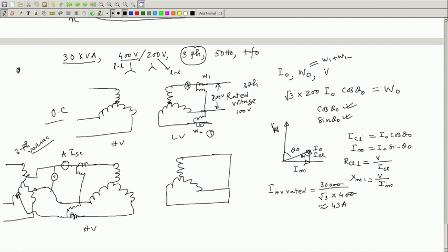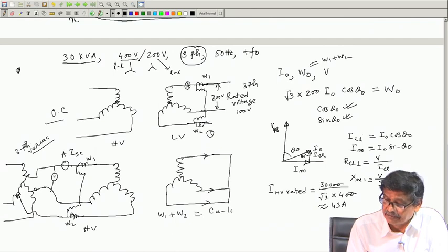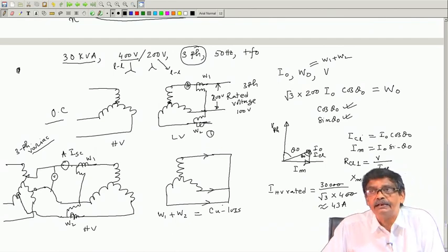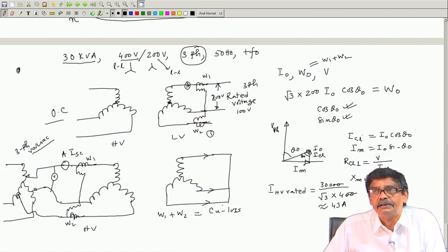The voltage required will be pretty small. So, that rated current will be circulated. The secondary will also carry rated current. So, that copper loss will be there. The wattmeter once again will read W 1, W 2, and the sum of these two, W 1 plus W 2, will give you the copper loss at rated current. We neglect the core loss. Why? Because the applied voltage is very small.